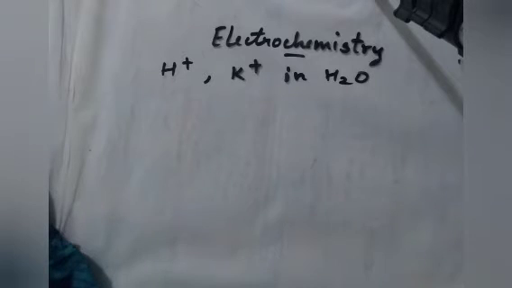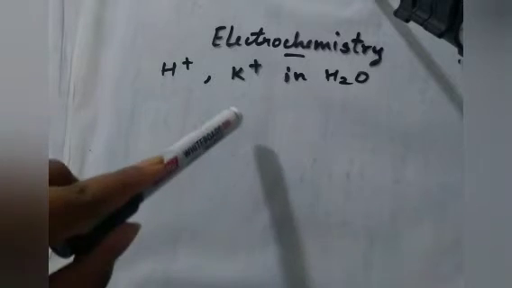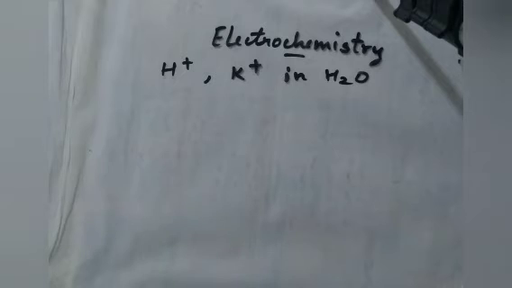Now we shall see the ionic mobility of H plus ion in water. H plus ion is the smallest ion. So now we take two ions, H plus and K plus in water, and we compare the ionic mobilities of H plus and K plus ions. If I ask you which ion, either H plus or K plus, has the highest ionic mobility in water.